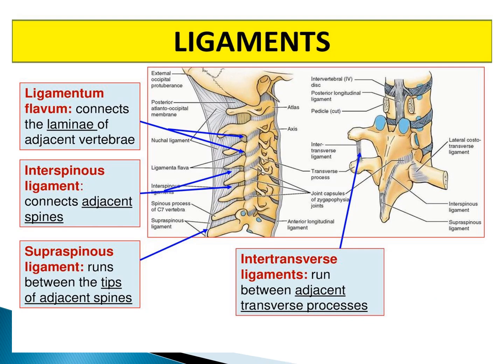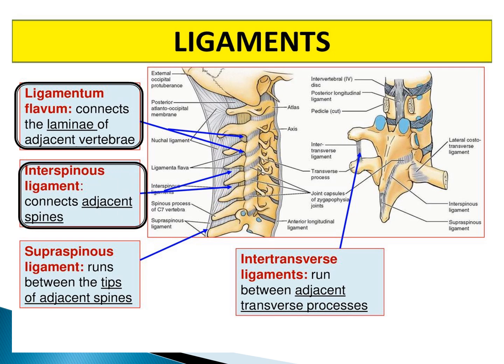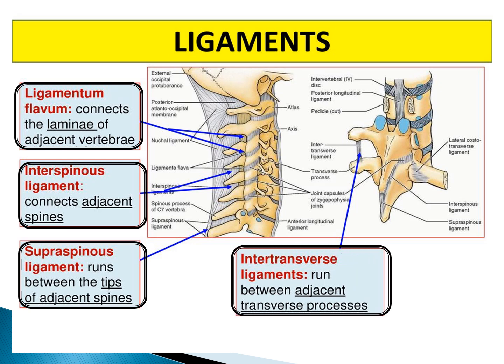The other important ligaments are the ligamentum flavum, which connects the laminae of the adjacent vertebrae. Interspinous ligaments connect the adjacent spinous processes. Supraspinous ligaments run between the tips of the adjacent spines. Intertransverse ligament runs between the adjacent transverse processes.